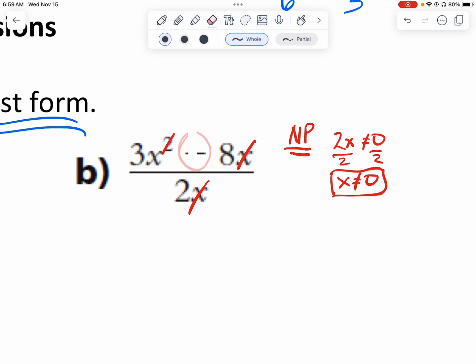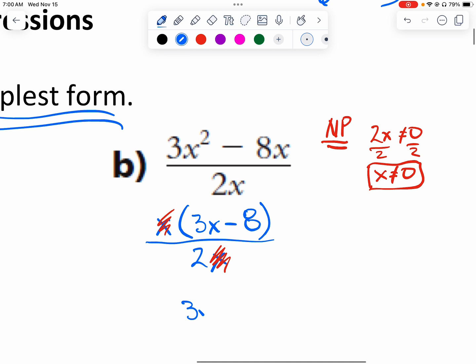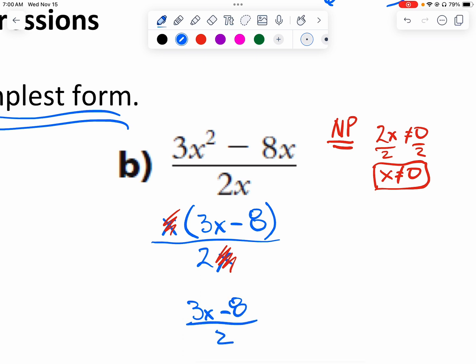So what I want to do is factor the numerator, factor the top, and then start to simplify or cancel. So 3x squared minus 8x, you should see that there is a GCF. The GCF is x. When I factor out an x, I get 3x minus 8 all over 2x. Now these x's can cancel. This x will cancel and simplify with this x. So I'm just left with 3x minus 8 all over 2. And I'm complete.